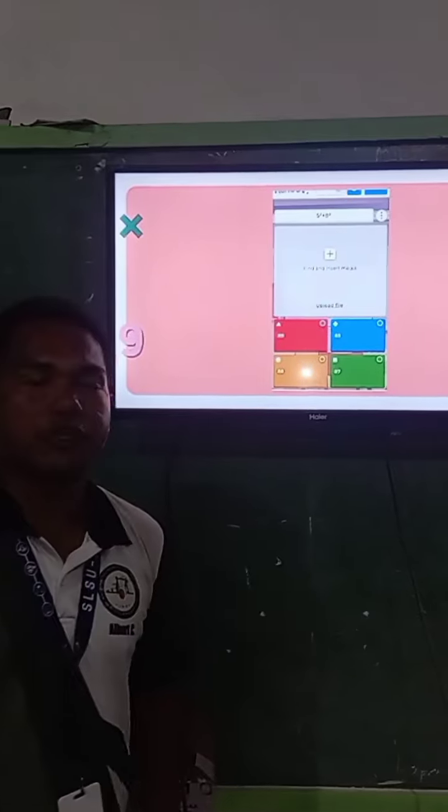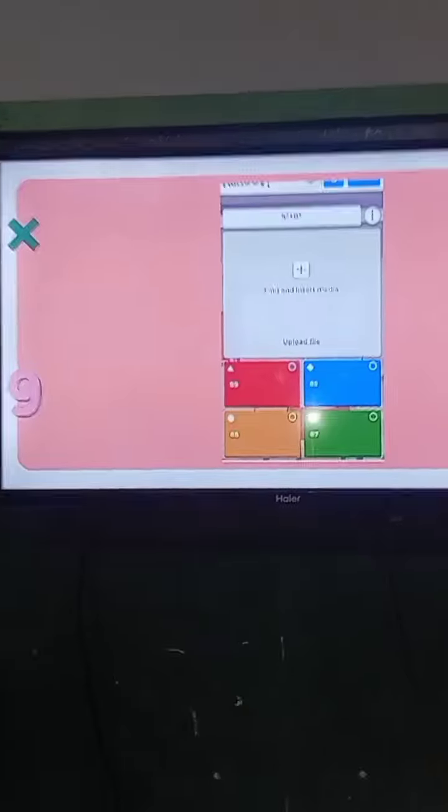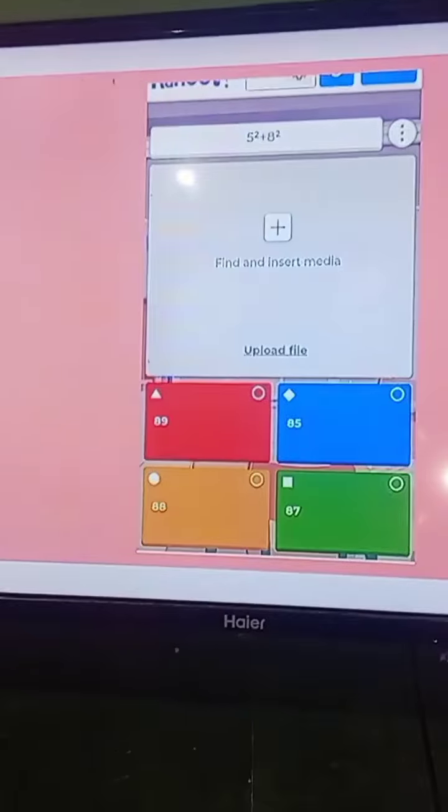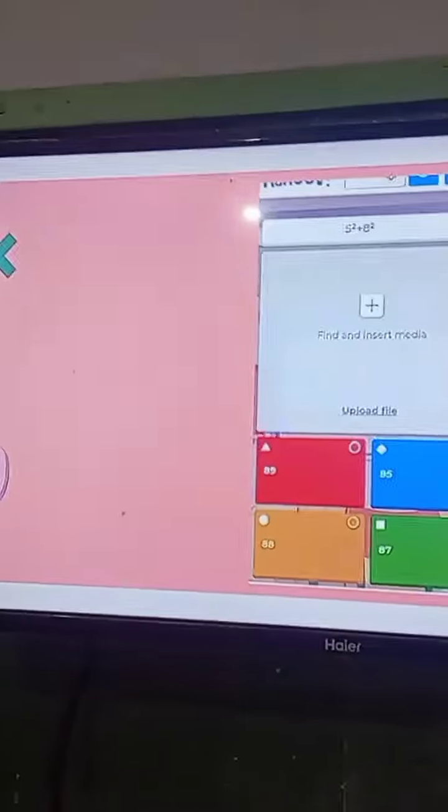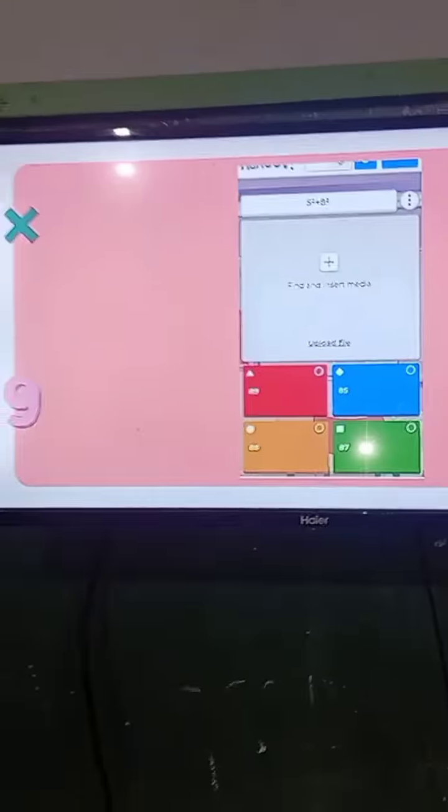Okay, let's have a short quiz or inspirational activity to give you an idea of what we are going to discuss this afternoon. Let's have 2 squared plus 8 squared. It's equal to A, 89, B, 85, C, 88, and D, 87.